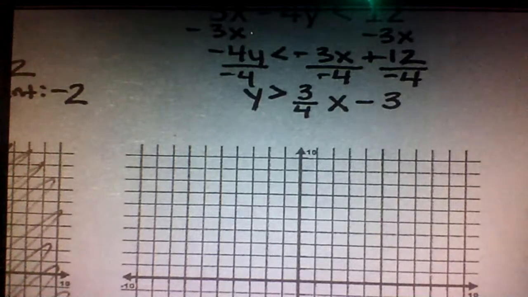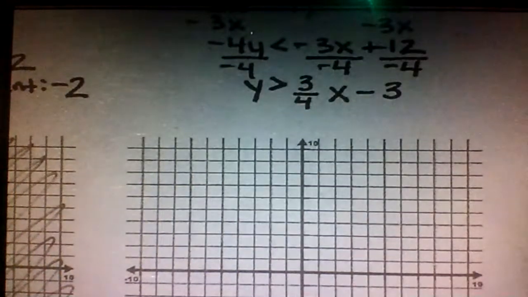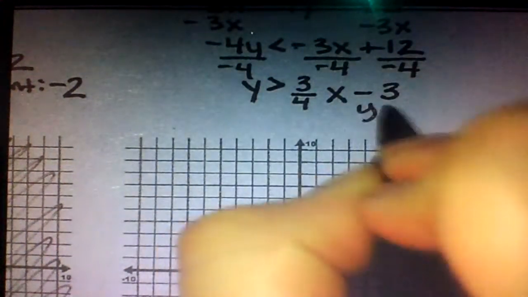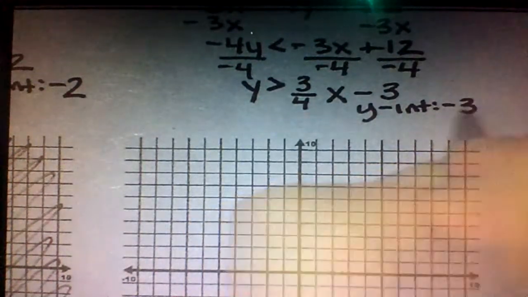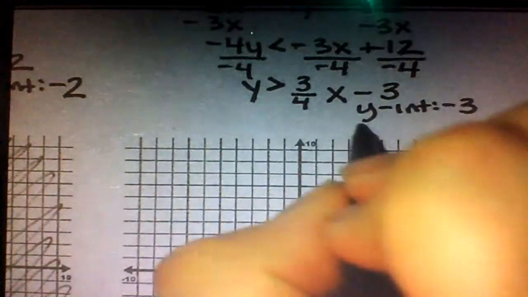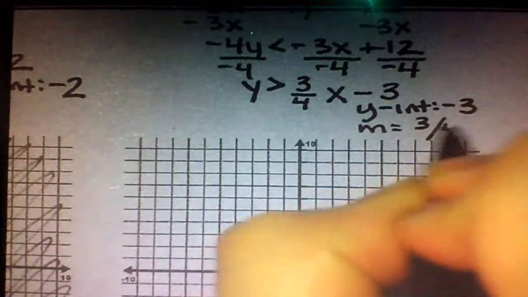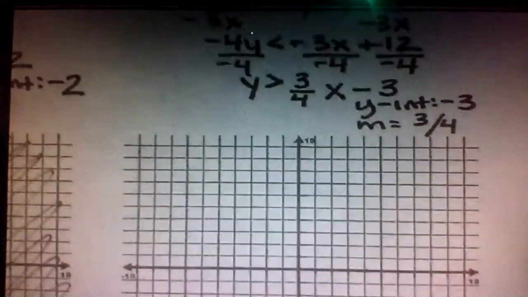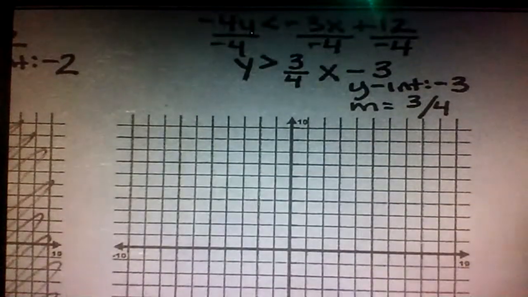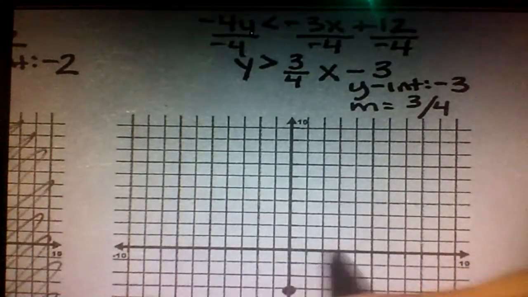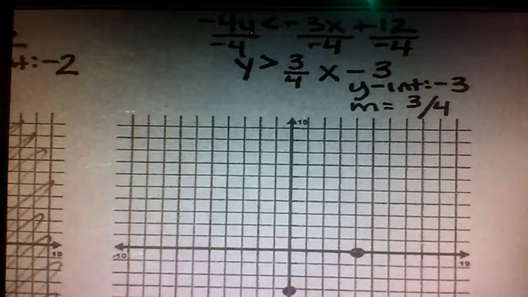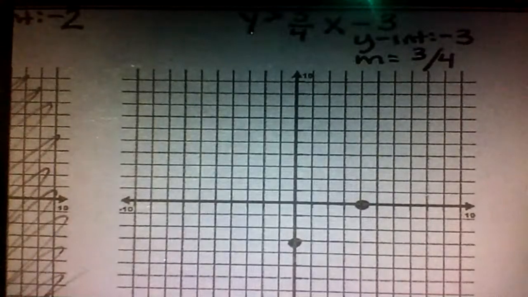Hey, so Amor, where's my y-intercept in this one? Where do I start? Y-intercept's negative 3. What's my slope? 3/4. Okay, so we start at negative 3. And I go up 3 and to the right by 4. Brenda said my line should be dotted because I don't have an equal to.